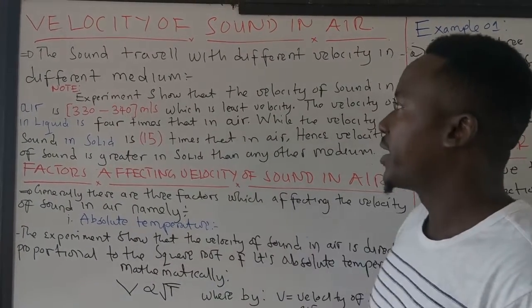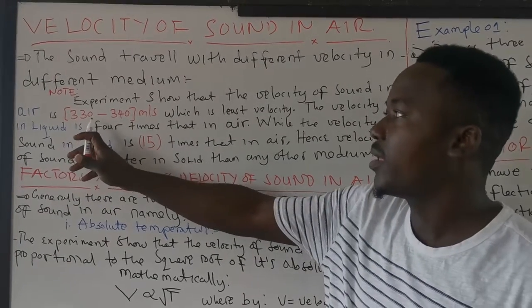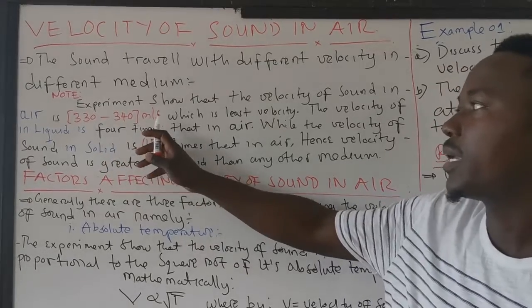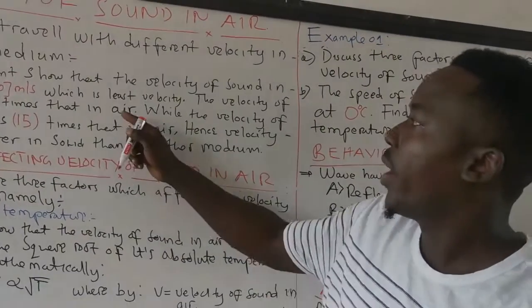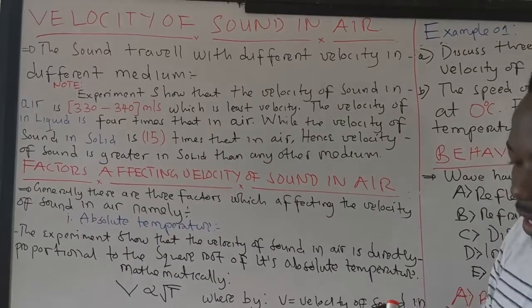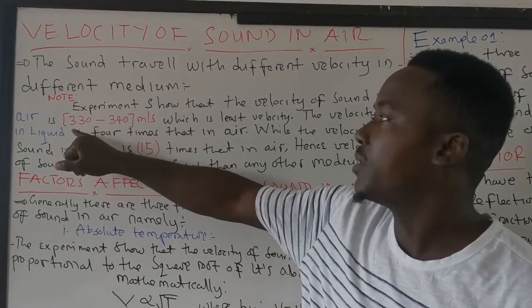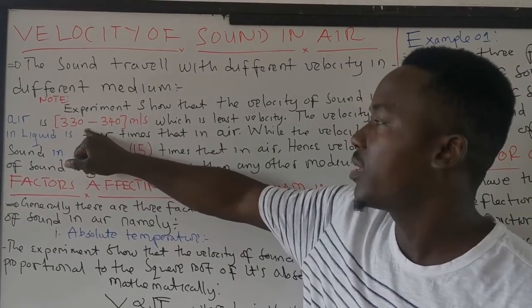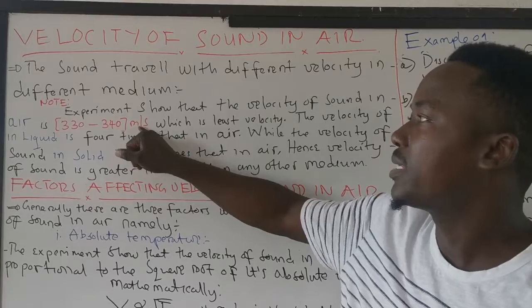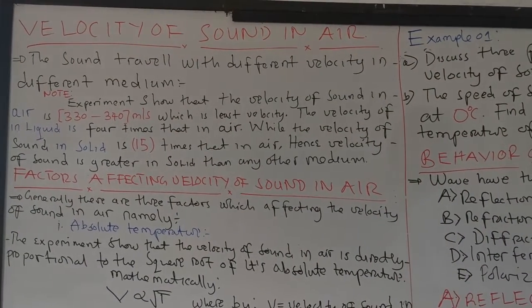Note ya kwamba the experiment show that the velocity of sound in air is 330 to 340 meter per second, which is least velocity. Kwa maana hiyo tunaona ya kwamba sauti yetu inasafiri kwa speed ya 330 mpaka 340 meter per second, ambayo ndio velocity ndogo kabisa katika medium.